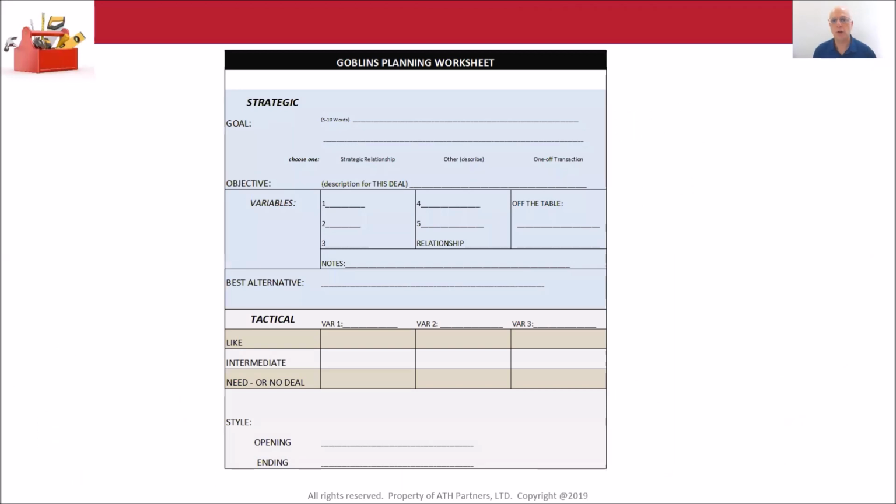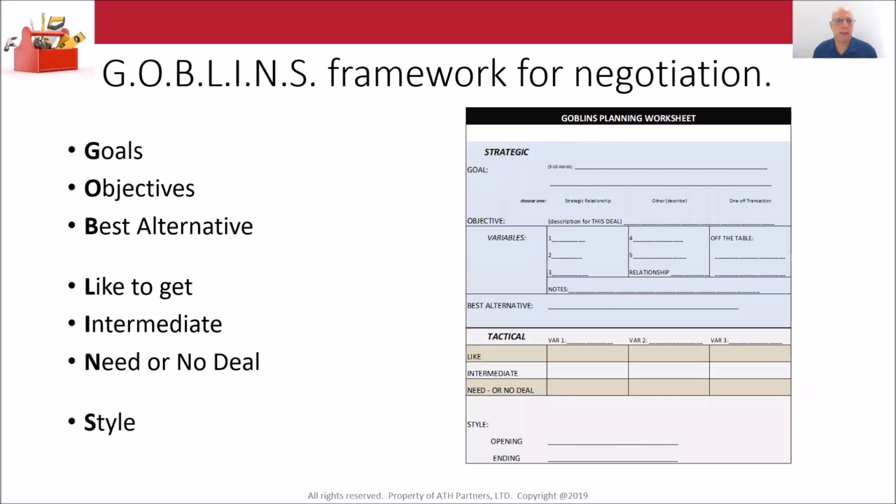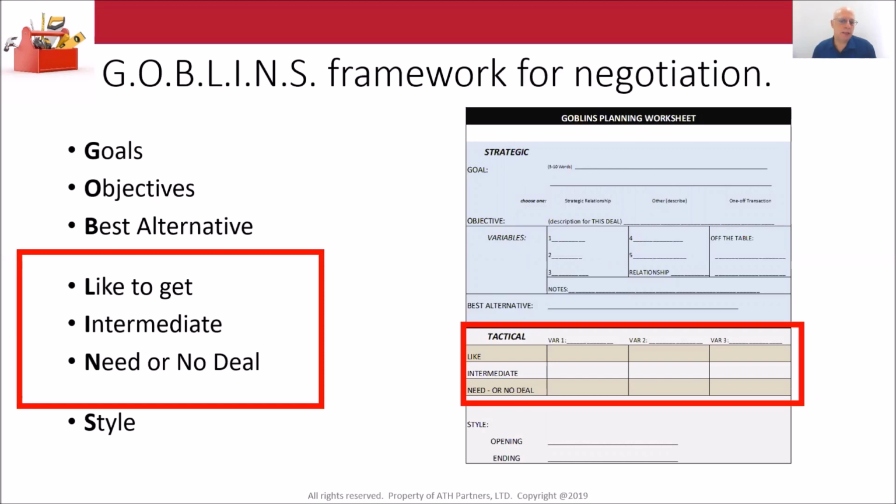So we go back to our old friend, the G.O.B.L.I.N.S planning worksheet. In the top half, we were looking at goals, objectives, and best alternatives. Now we are looking at the bottom half, the second part of this, which is the tactical side. And we're looking at what we'd like to get, the intermediate benchmark, and what we need or there's no deal from each one of the variables we select.